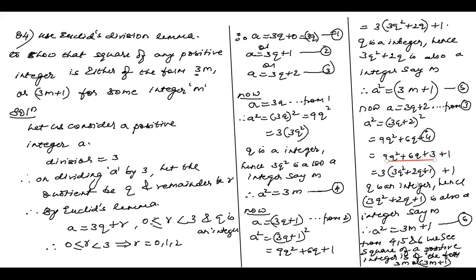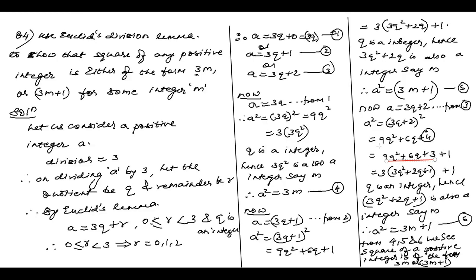Now I know q is an integer, so naturally, whatever value you put for q, 3q square plus 2q plus 2 will also be an integer. So let us say n. So naturally a square equals 3m plus 1.